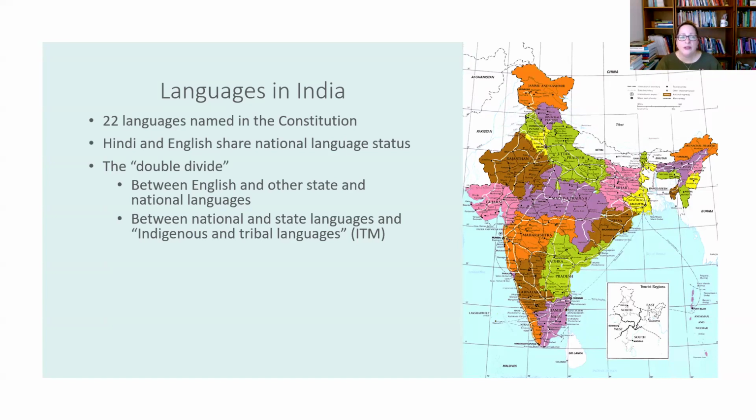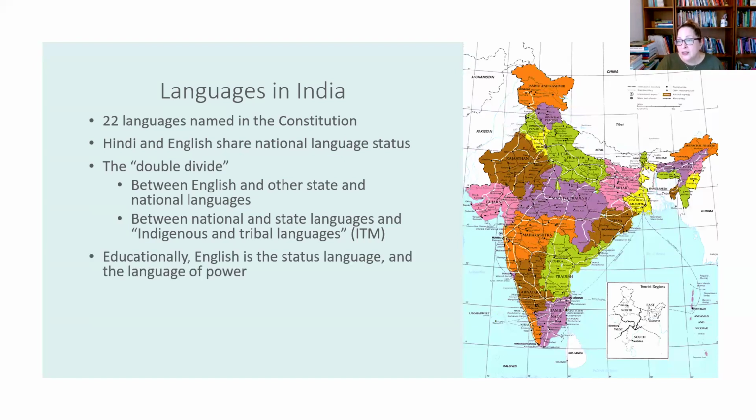And there's what they call the double divide between English and other state and national languages, with English being the most high status, and then between the national state languages and what they call ITM, or Indigenous and Tribal languages. So you have a high status language in English, and then a lower high status language, which is Hindi and the other state languages. And then in the lower status languages, you have national and state languages compared to Indigenous and tribal. And so this causes a lot of fractiousness within the education system in terms of the language of instruction and also the language of assessment.